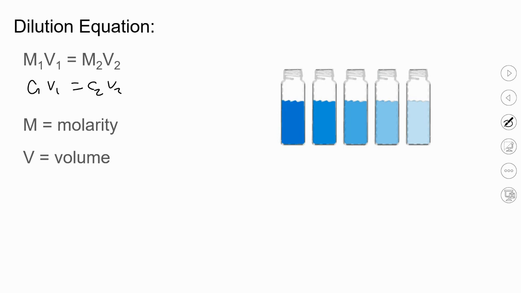And then this picture represents what's happening. So if we start with something really concentrated, we can calculate how to make this solution, or this solution, or this solution. This is called a serial dilution. We diluted it how many times? 1, 2, 4 times. And these aren't too bad, as long as the units are matching, then we don't have to do any unit changes.